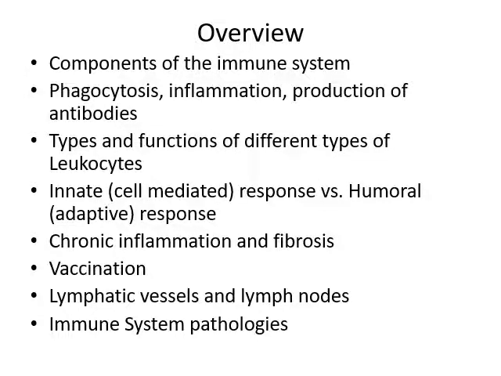I will start by covering the components of the immune system. What are the cells that comprise the immune system? I will talk about a process which is critical to the immune system called phagocytosis. The word phagocytosis simply means cells eating things, usually immune system cells eating things.